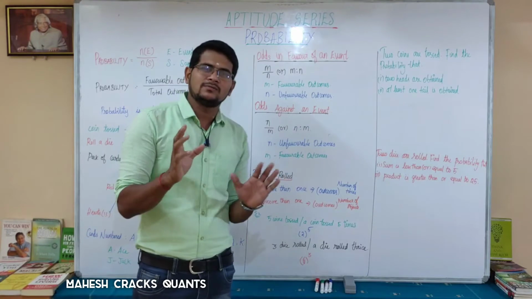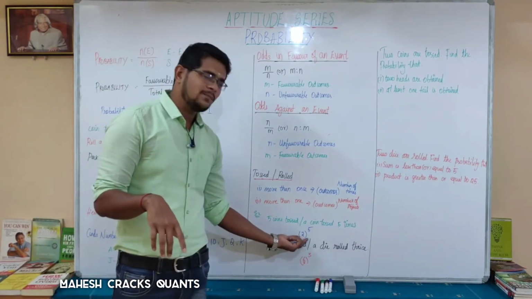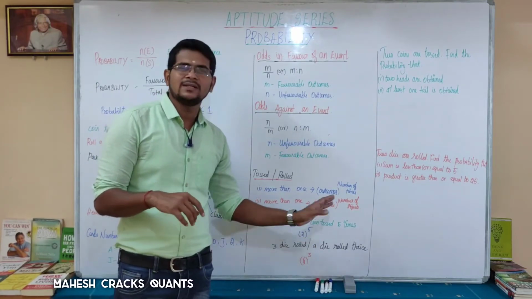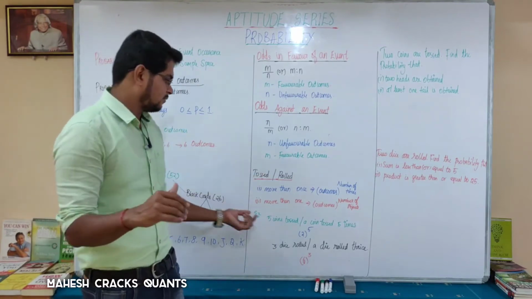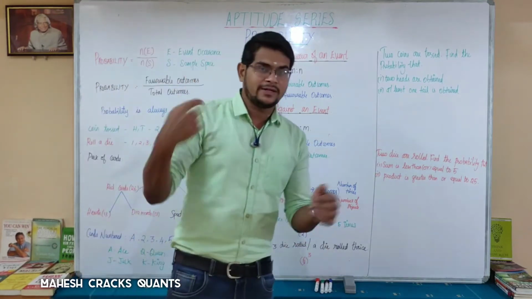So 2 is the outcome for a coin. You know that, head and tail. So 2 is the outcome. How many times or how many coins is in the power. So 2 power 5 will get 32 as the answer. Okay, that is the total outcome you can get from tossing 5 coins together or a coin 5 times.